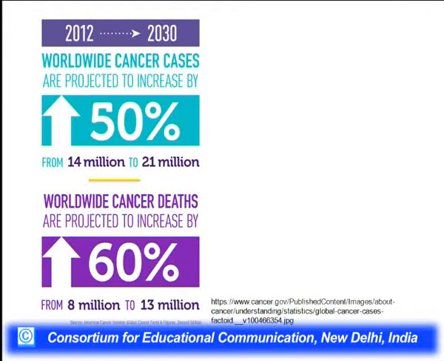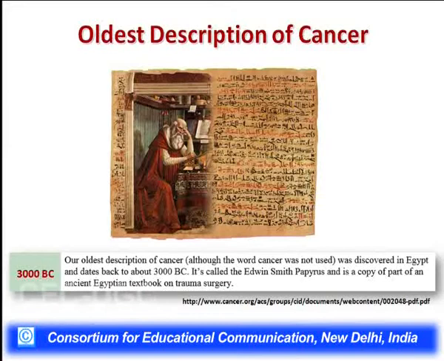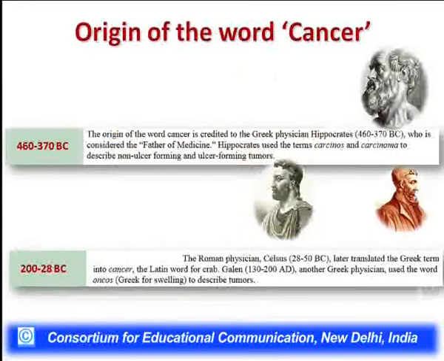Now, if we go into the oldest description of cancer, we go way back to 3000 BC, where Egyptian manuscripts described cancer, even though the word cancer was not used there. Subsequently, the word cancer came from the Greek physician Hippocrates, between 460 and 370 BC. Hippocrates is regarded as the father of medicine, and he used various terms such as carcinos and carcinoma to describe non-ulcer producing and ulcer forming tumors. Between 200 and 28 BC, the Roman physician Celsus and the Greek physicians described various words such as cancer and oncos, which describe tumors.